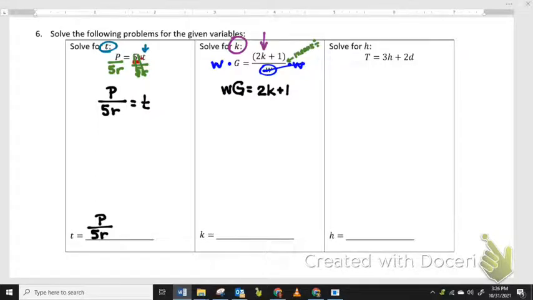So now I want to get k all alone. That means the next thing I want to do here is subtract 1 from both sides. 1 can't combine with the w or the g, so I'm just going to have wg minus 1 equals 2k. The 2 and the k are being multiplied, so I'm going to divide by 2. If I do it on the right, I've got to do it on the left.